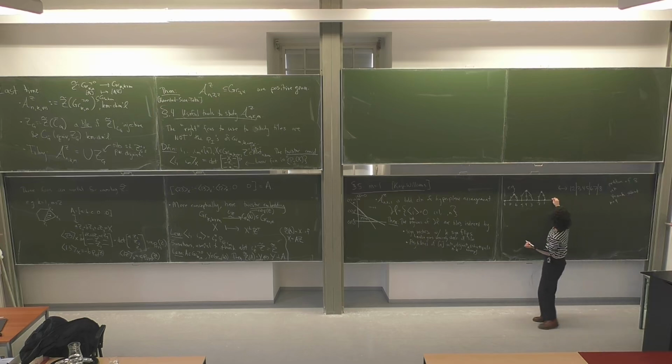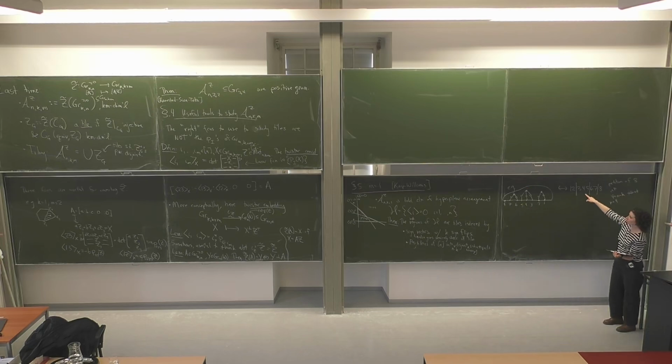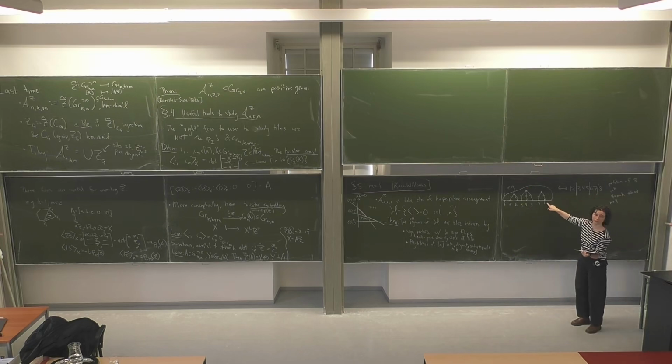So if you want to know what cell this particular tile came from, it came from the cell indexed by this plabic graph. So you have complete information. Everything you want to know about m equals 1, you can write in a really explicit combinatorial way.